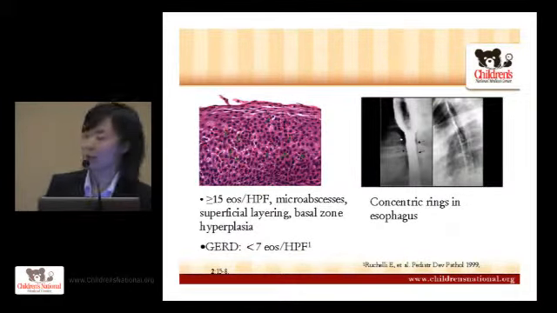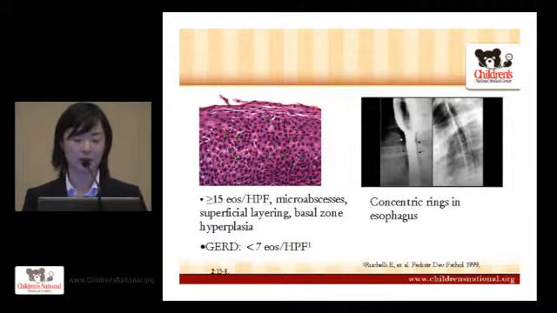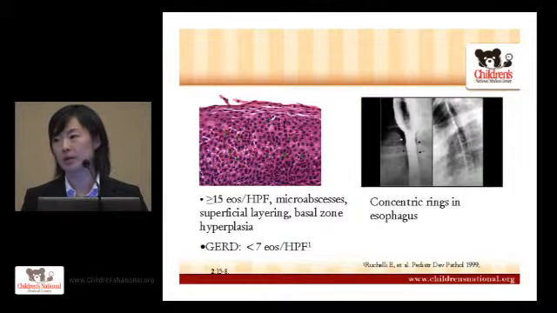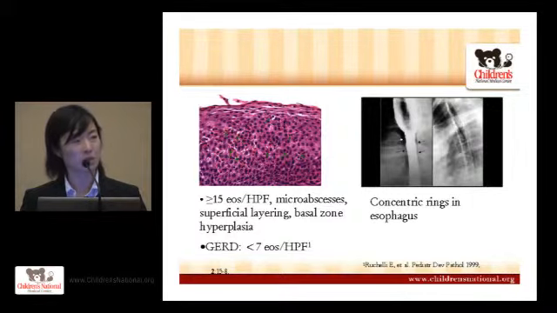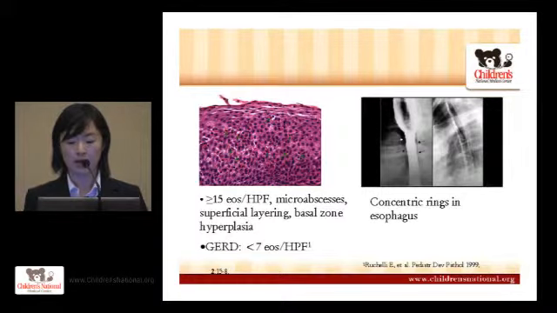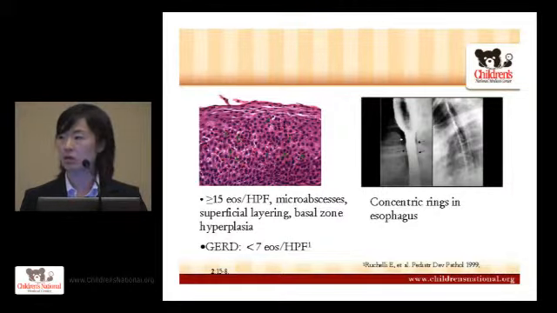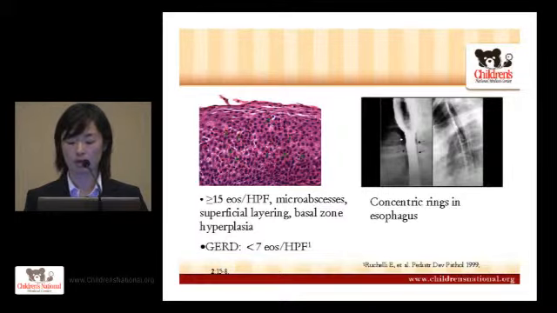I don't know how well you can appreciate this, but on the left there is a picture of an esophageal biopsy with numerous eosinophils. Again, the formal diagnostic criteria designate greater than 15 EOs per high-powered field, and with GERD, you typically see less than 7. So that's important for us to remember. On the right, you'll see some advanced changes from ongoing EE, demonstrated by the arrows, which show some indentations secondary to concentric ringing in the esophagus.